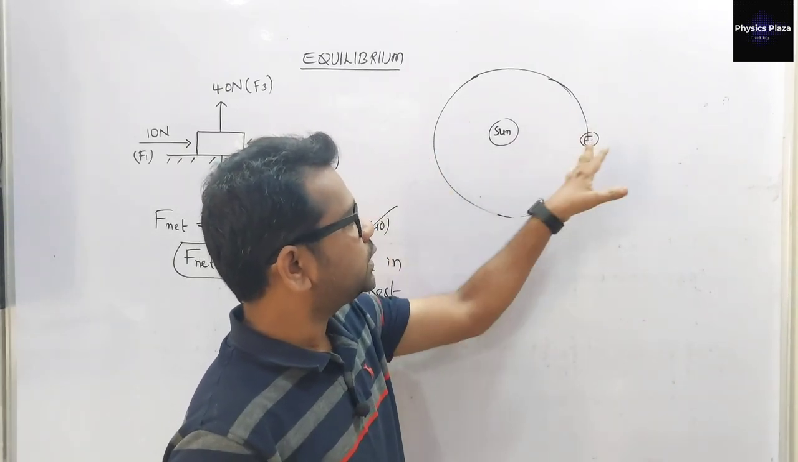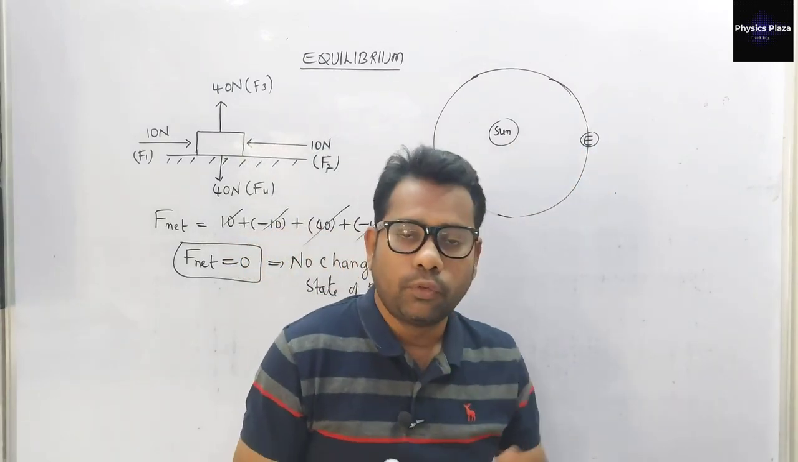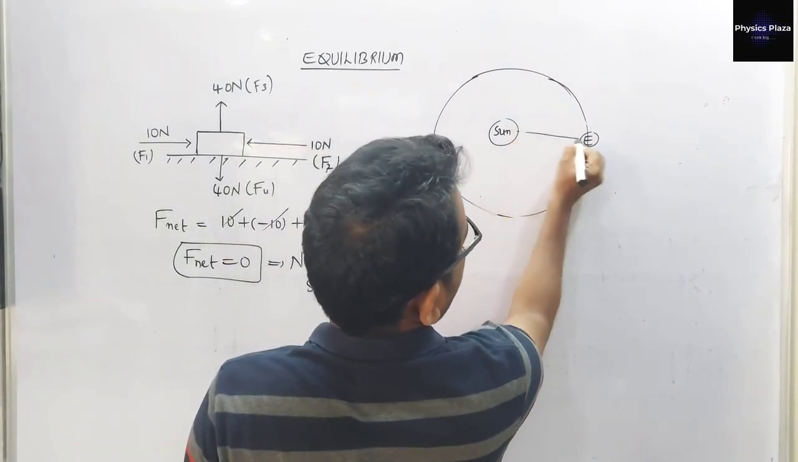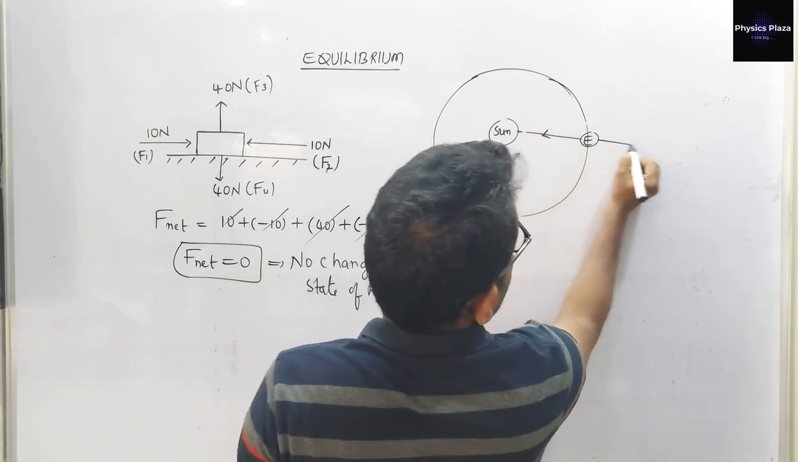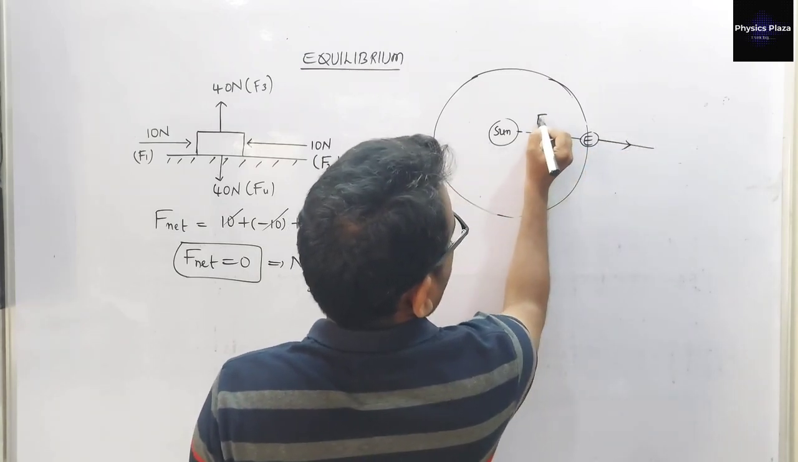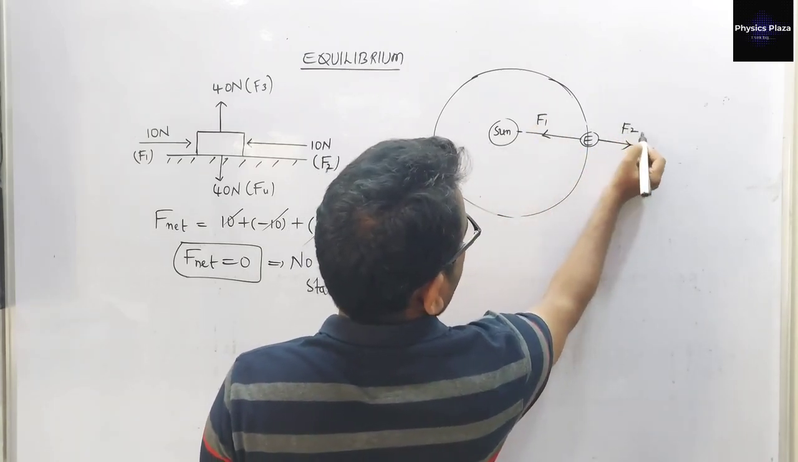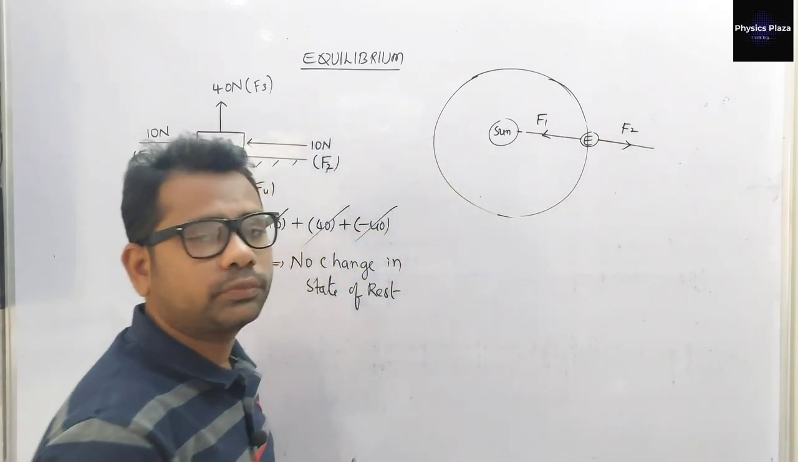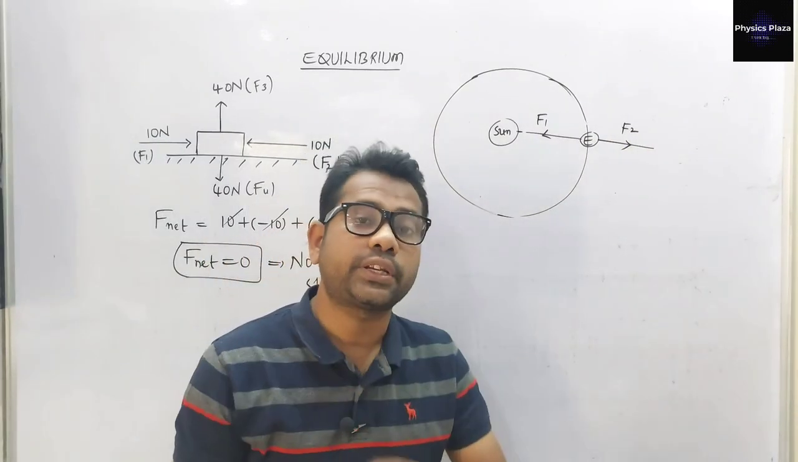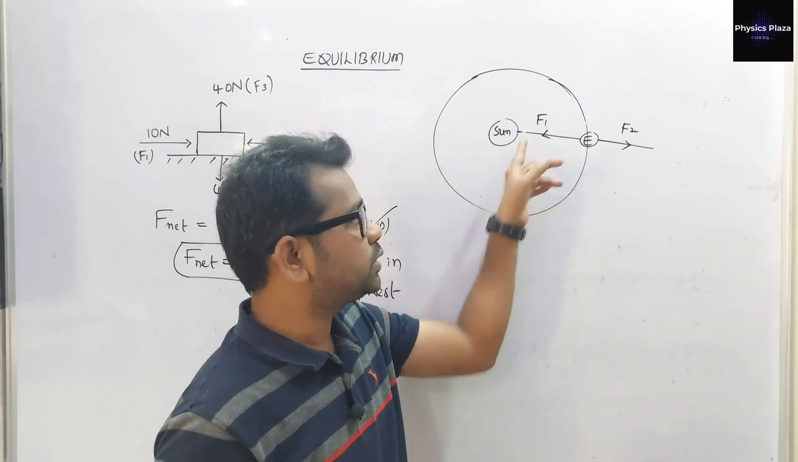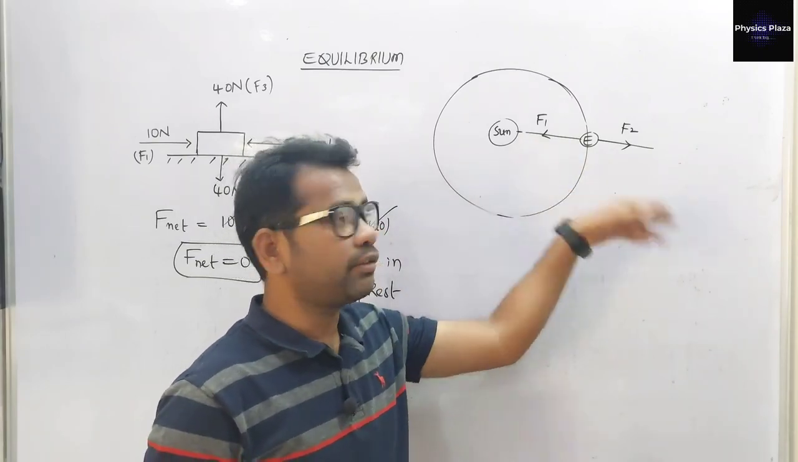So, here on this Earth, there are two forces acting. One force towards the center, and one force away from the center. Let us say F1 and F2. It's very clear that F1 and F2 are equal in magnitude but in opposite directions. Centripetal force acts towards the center, centrifugal force acts away from it.